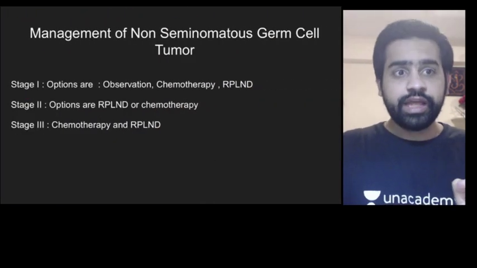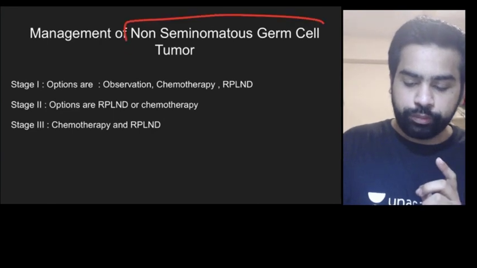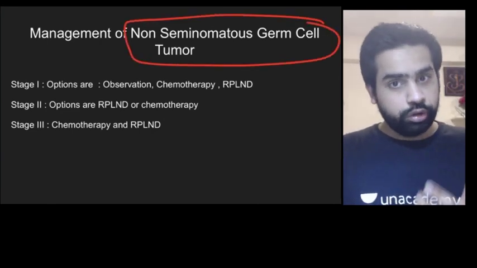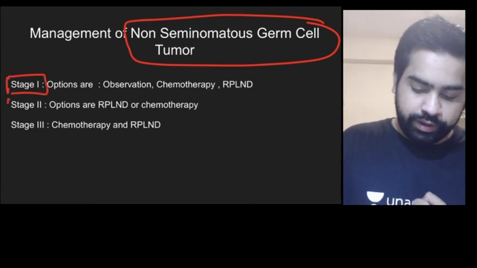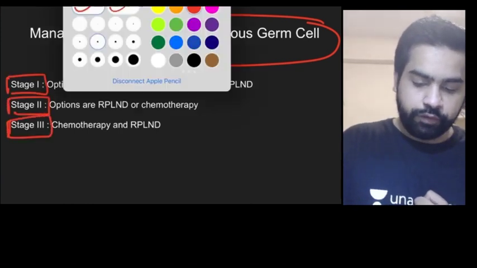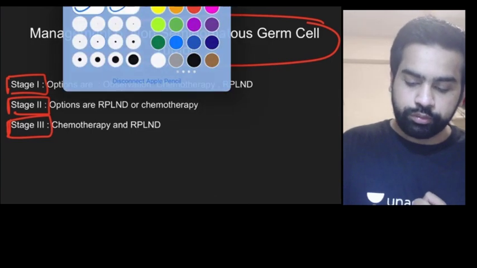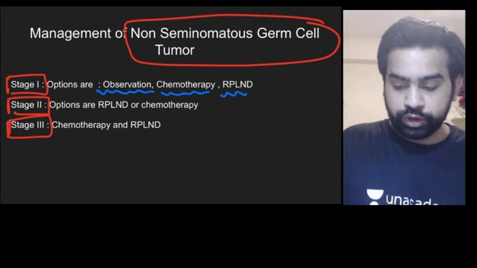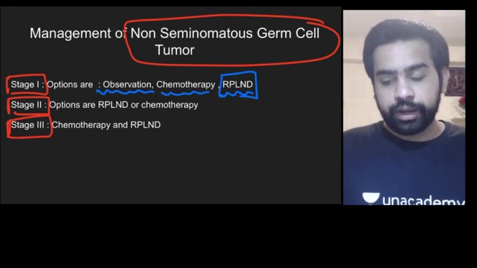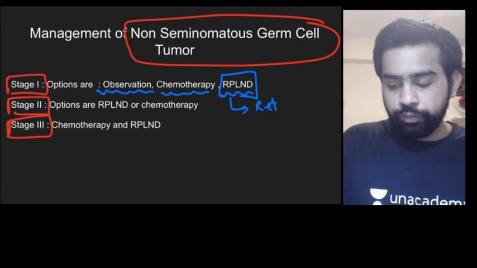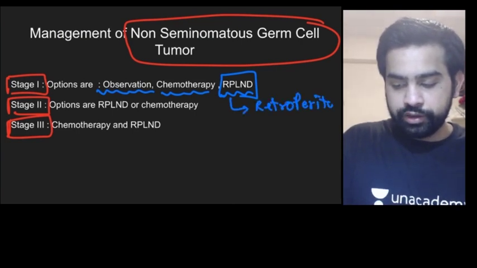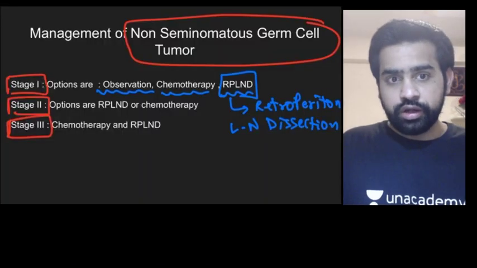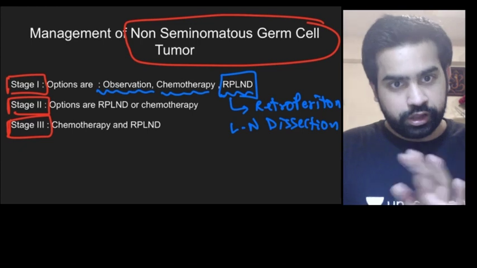Lastly, we are going to talk about the management of a non-seminomatous germ cell tumor. So how do you manage it? Again, a non-seminomatous germ cell tumor can be stage 1, stage 2 or stage 3. How will you manage a stage 1 non-seminomatous germ cell tumor? The options you have are: you can go for an observation, you can go for a chemotherapy, you can go for an RPLND. So what is this RPLND? It is called a retroperitoneal lymph node dissection. This is what you will go for.